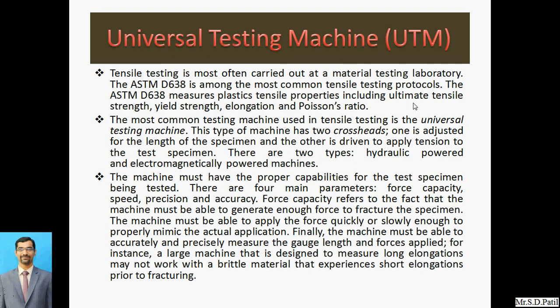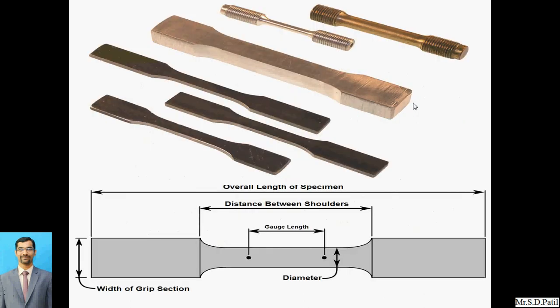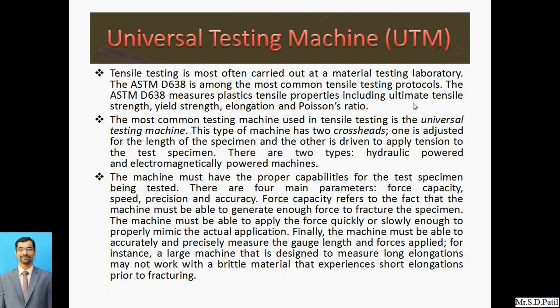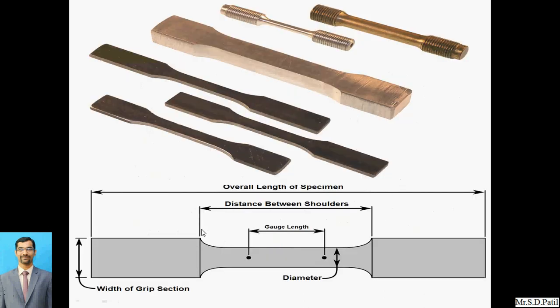So basically the tensile testing is most often carried out at a material testing laboratory, and according to the specimen preparation that we have seen in this slide, these specimens are manufactured according to ASTM D638. So D638 is the code, and ASTM means American Society for Testing and Materials. In that code, clear directions are given on how the specimen has to be manufactured, what the diameter of the specimen will be, what the gauge length will be, and what the overall length should be. So everything has to be manufactured according to this standard. So just try to understand, we cannot manufacture just anything.